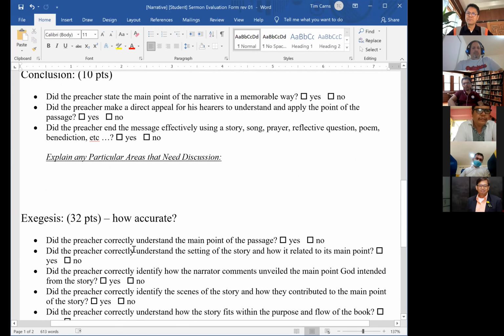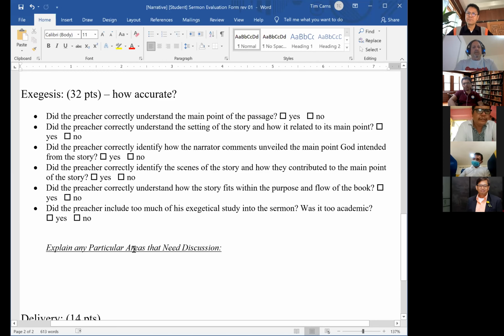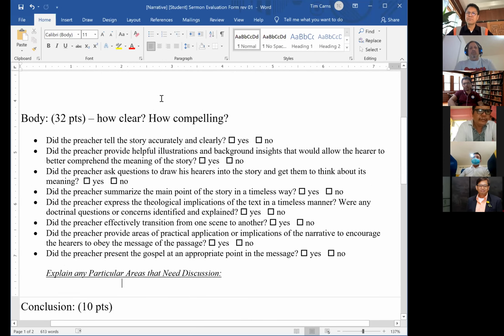All right, let me move to the exegesis. Now, again, the body of the sermon, what we're looking for is the clarity. How clear was your storytelling? How clear were you as you walked through the scenes of the story? Illustrations. Did you do those things to make it more clear, more understandable?